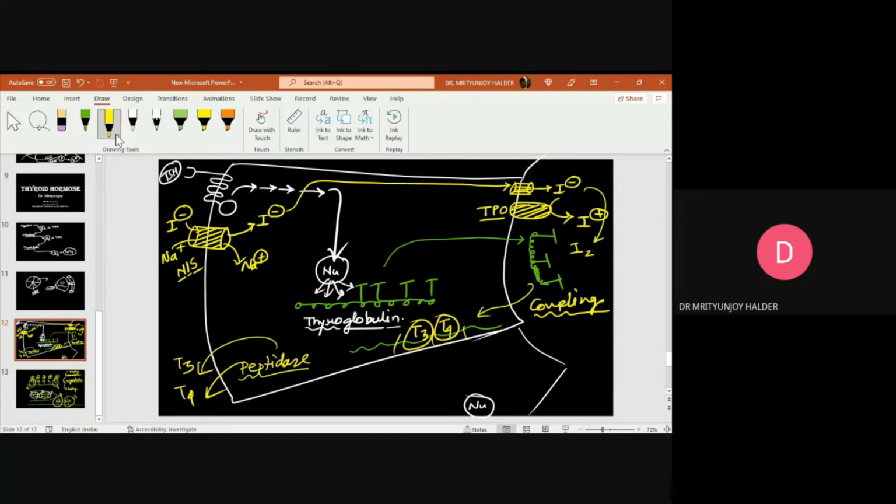So, in the first part, we have learned how T3, T4 molecules are produced. Thank you everybody. In the next part, we will learn how T3, T4 molecules actually act in their target tissue. Thank you.